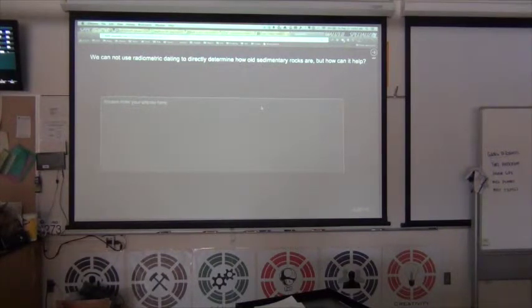Question real quick. Do they look for the sedimentary and do they look for the igneous in the sedimentary? No, so we'll find it below it and above it.